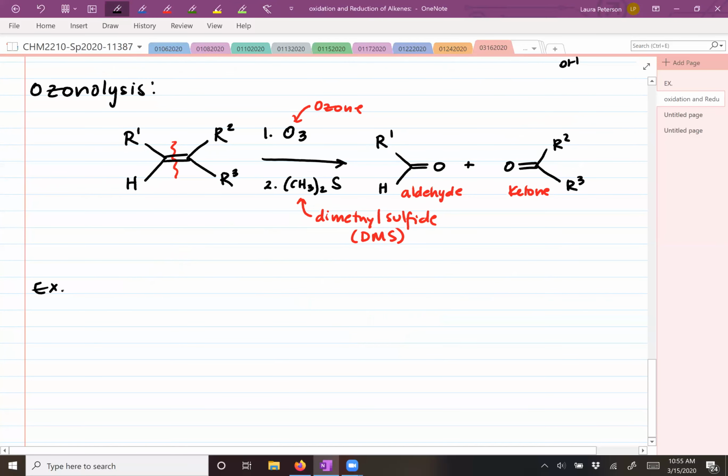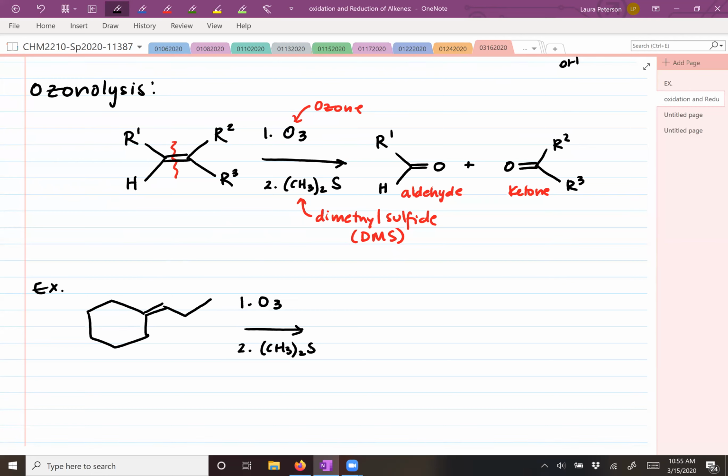All right, so our first example is here. So there's our alkene. Let's go ahead and write out our reagents, which is ozone, and then dimethyl sulfide. Okay, so what I would do is first identify the carbon-carbon double bond, and then think about cleavage of that double bond in terms of what fragments you are going to end up with. So each carbon of the carbon-carbon double bond ends up with a carbonyl.